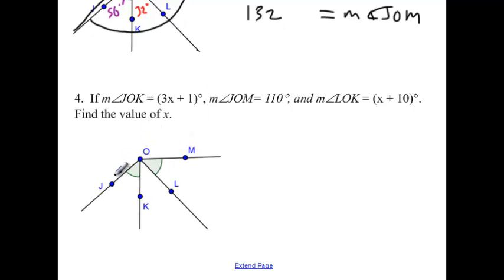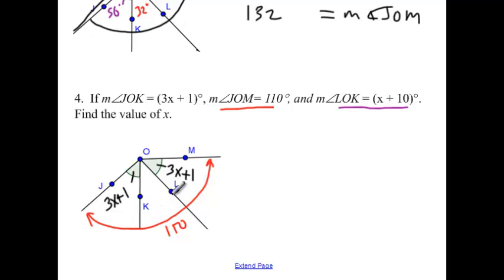We're first told angle JOK is 3x plus 1. I'm going to do the same thing I did in the last example, and write the same 3x plus 1 on my second angle that's congruent. We're also given angle JOM, the biggest angle in the picture, all the way around as far as we can go in this diagram, is 110. And finally, we're told that angle LOK, our middle angle, is x plus 10.